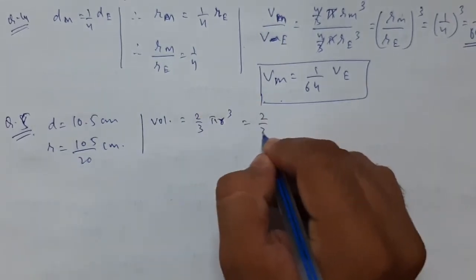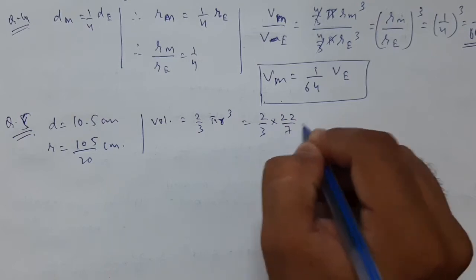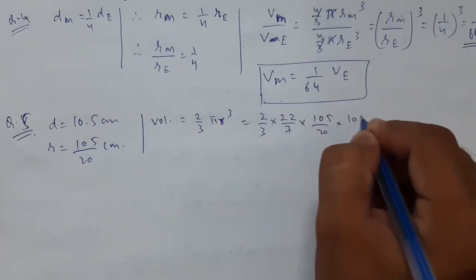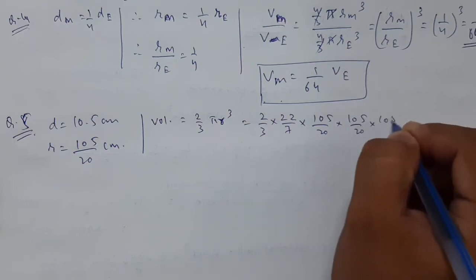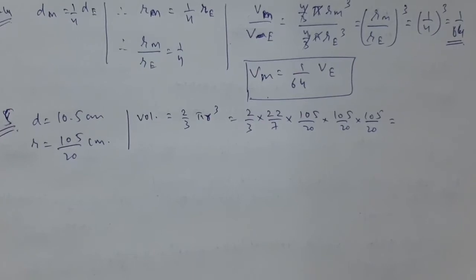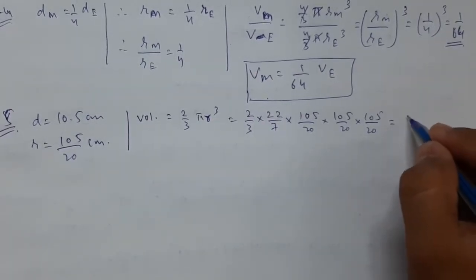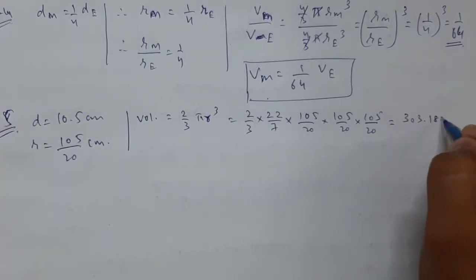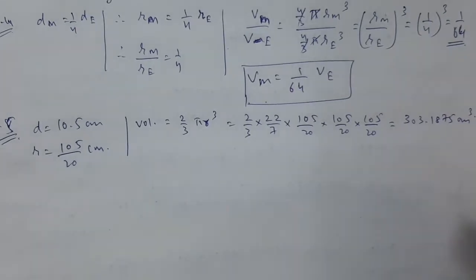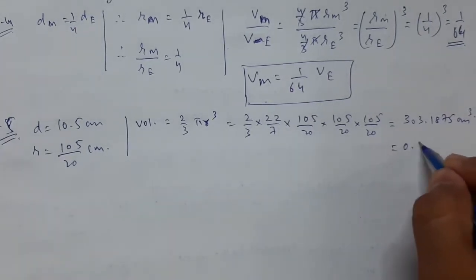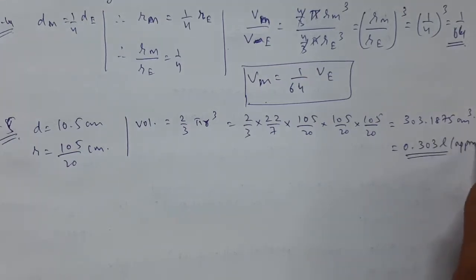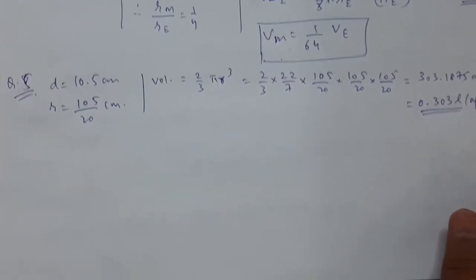So volume is equal to 2 by 3 pi r cube, because it is a hemispherical bowl. So that is equal to 2 by 3 into 22 by 7 into 105 by 20 into 105 by 20 into 105 by 20. That is equal to 303.1875 cubic centimeter. Now this can be converted into liters, so this will be 0.303 liters approximately. So it is question number 5.